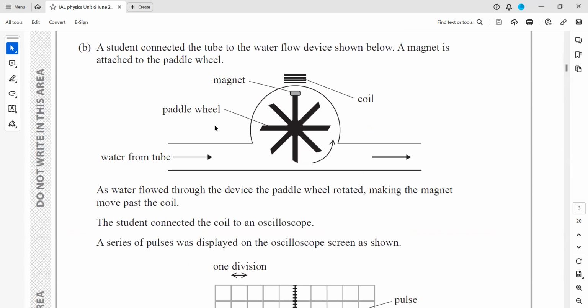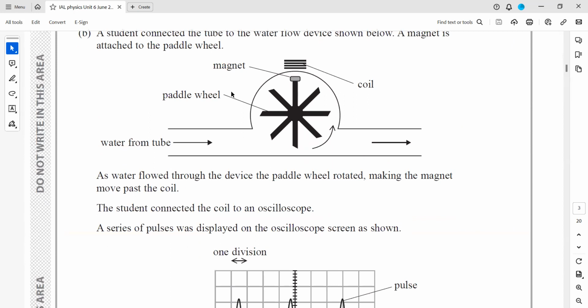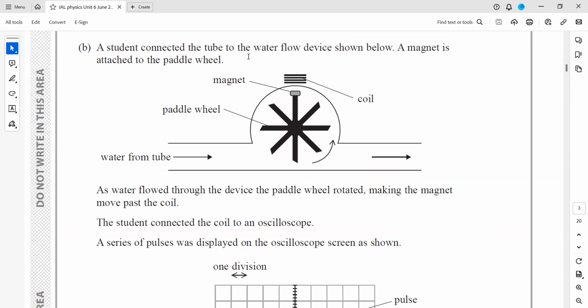In the next part, the student connected the tube to a water flow device as shown below. You can see water from the tube is moving and then a paddle wheel is there, and a magnet and a coil. So when this rotates, there will be a change in magnetic field and the change in magnetic field will induce EMF or a current. A magnet is attached to a paddle wheel. As the water flowed through the device, the paddle wheel rotated, making the magnet move past the coil.